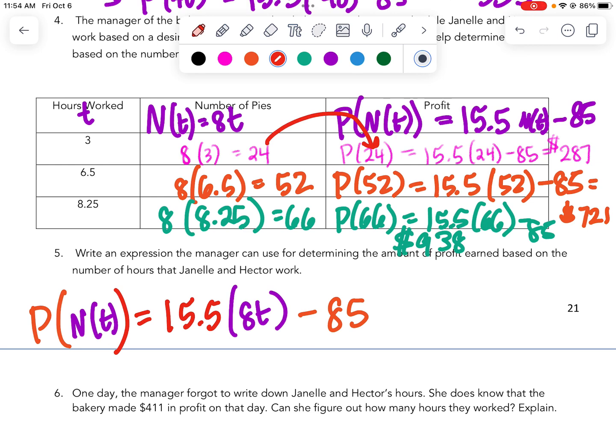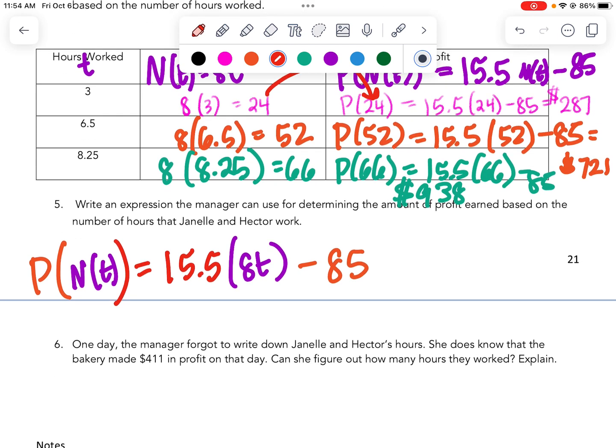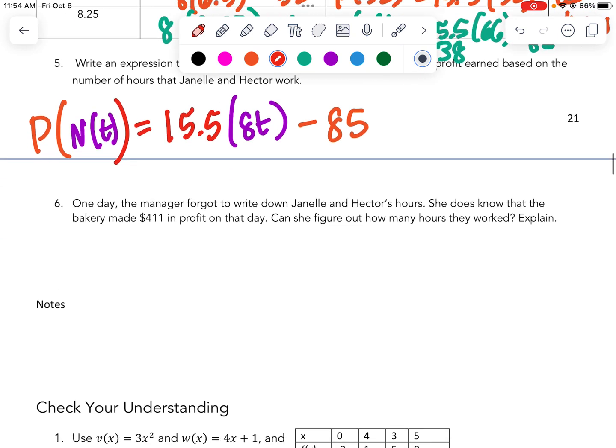So you find one answer and use it to find your next answer. It says, one day the manager forgot to write down Janelle and Hector's hours. She does know that they made $411 in profit on that day. Can you figure out how many hours she worked?